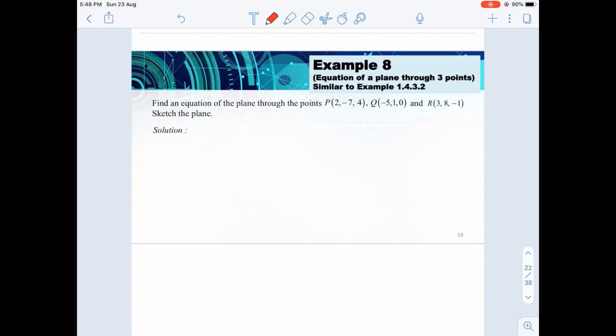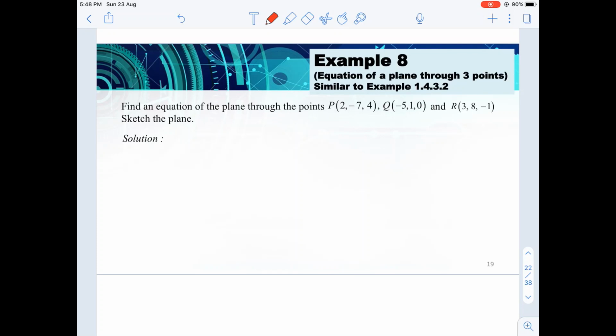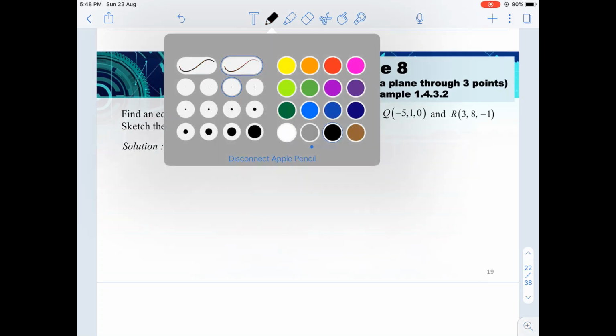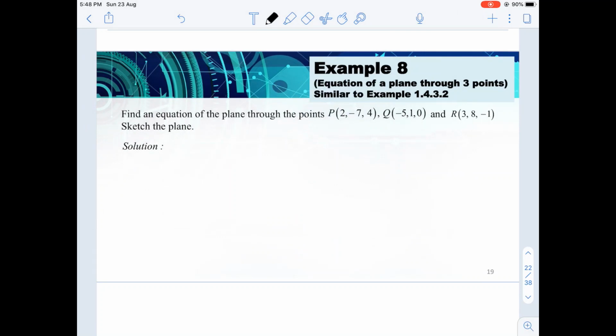Next question, for example 8. Find an equation of the plane through the points P, Q, and R. So we have 3 coordinates here. As I mentioned earlier, in order to form the equation of a plane, we need 2 pieces of information. We need P naught and we also need the normal vector. But in this example, we don't have the normal vector. So what we should do here is find the normal vector first.